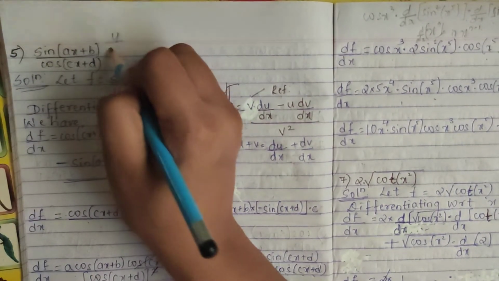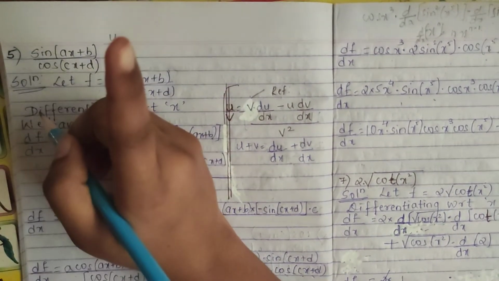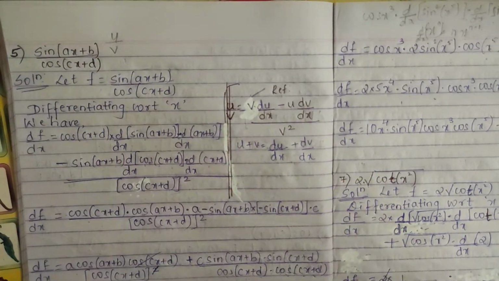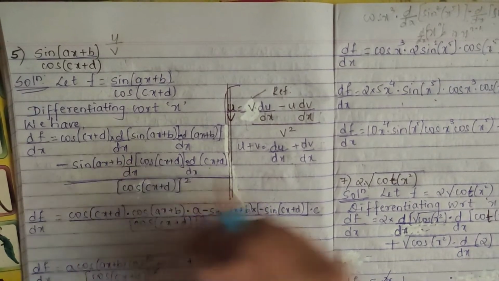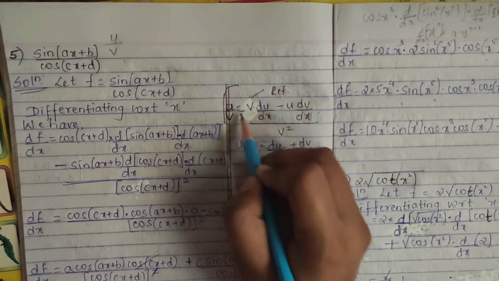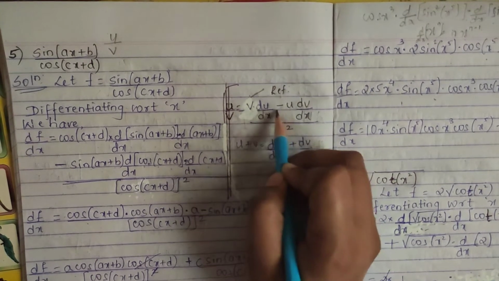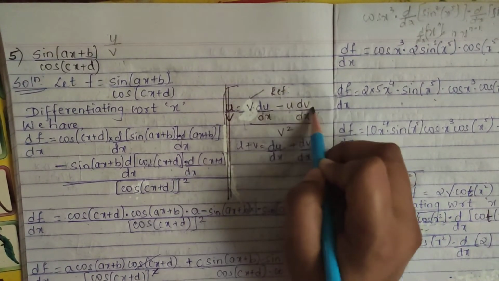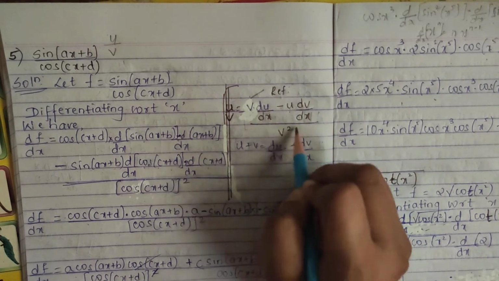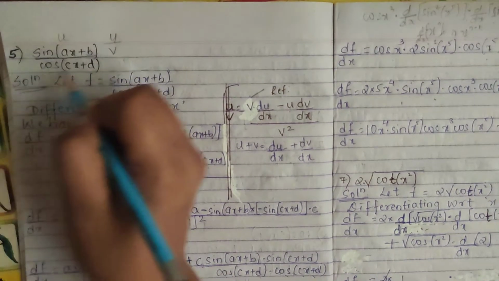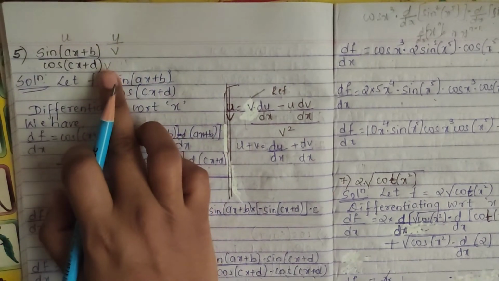Quotient rule, right? It is u by v, and I have given you the algebraic formula. So for u by v, how do we do it? Keeping v as it is, differentiating u, minus keeping u as it is, differentiating v, whole divided by v square. So if I take this as u, the down part will be v.